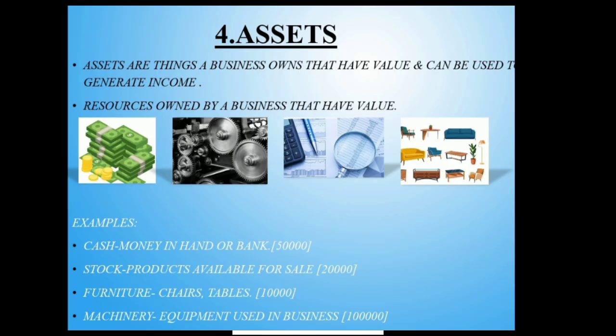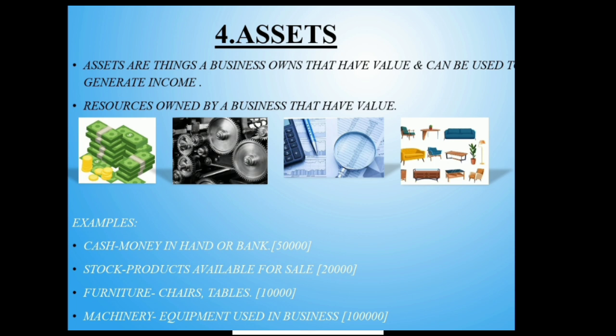The next one is assets. Assets are things a business owns that have value and can be used to generate income. Resources owned by a business that have value. Assets are of two types: tangible assets and intangible assets. Tangible assets are those we can physically touch and see. Intangible assets are those we cannot see or touch.